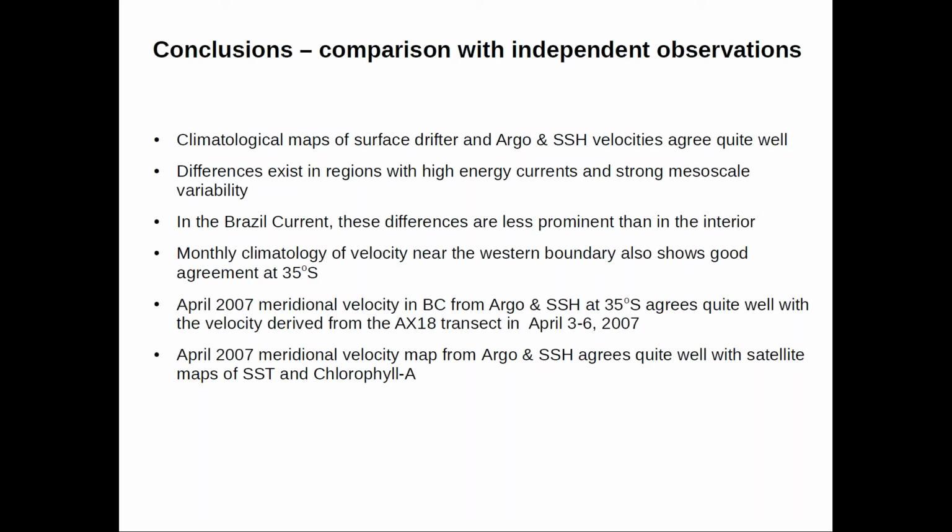Fortunately, in the Brazil current, the differences are really not that large except near the confluence. Then the monthly climatology of velocity at the western boundary is also pretty good at 35 south. And then the April 2007 comparison also shows quite good agreement with the XBT sections done in the same month and year. And the velocity field we are getting is at least not inconsistent with the satellite maps of sea surface temperature and chlorophyll A.